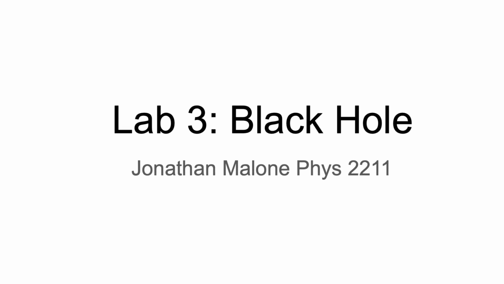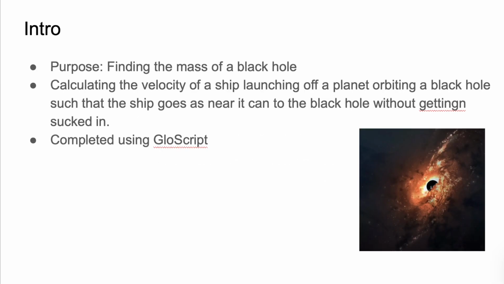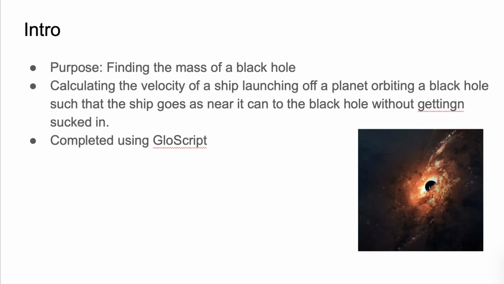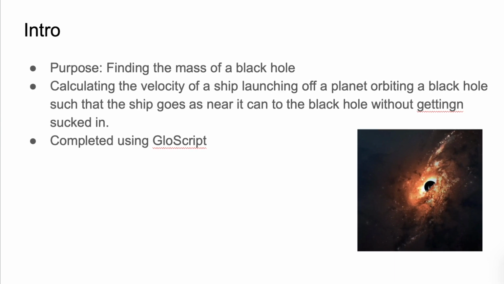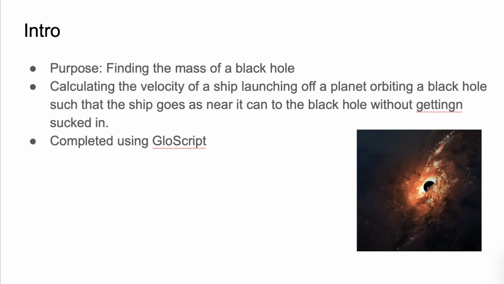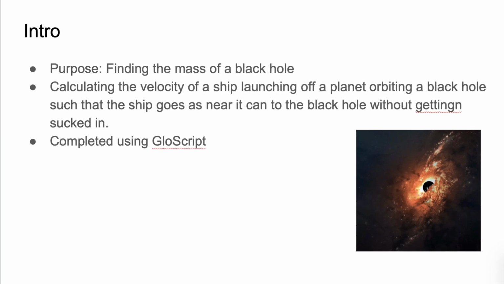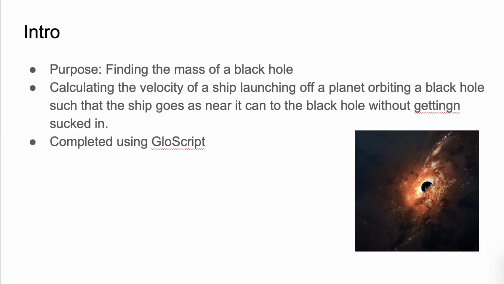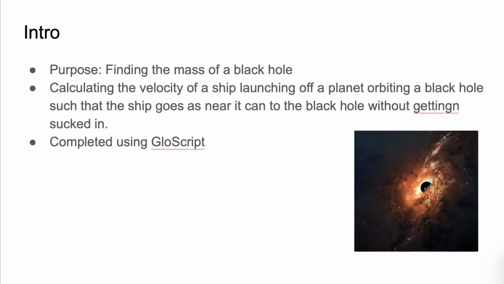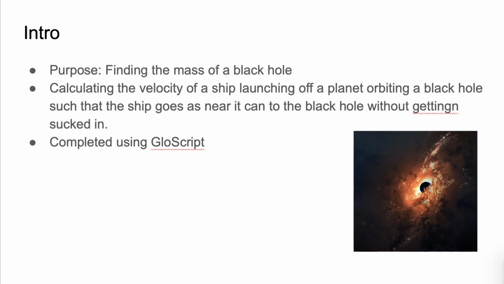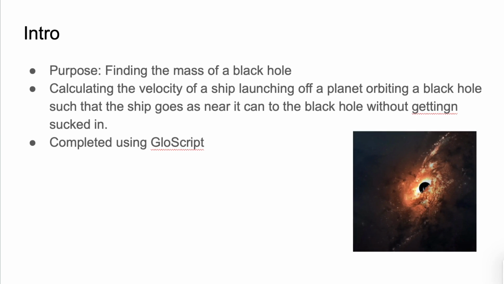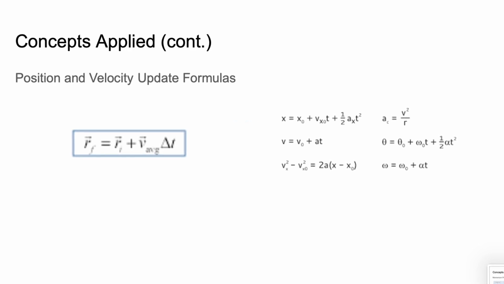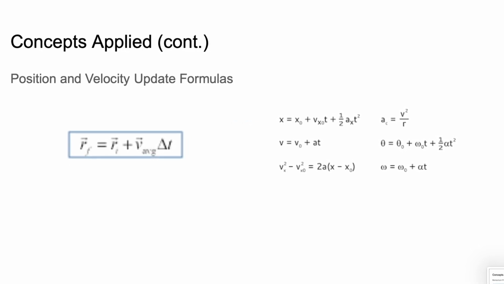So this was a two-part lab, and our objectives were to determine the mass of a black hole, as well as to calculate the velocity required for a spacecraft to orbit as close as possible without succumbing to the gravitational pull of the black hole. To simulate this, we used all of our coding in GlowScript and integrated a couple of physics concepts to get to the bottom of our question.